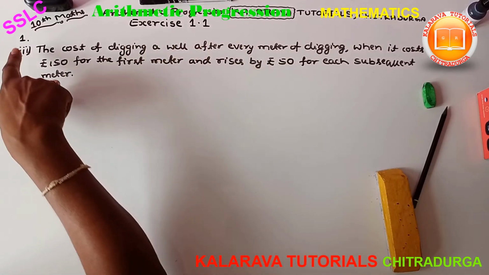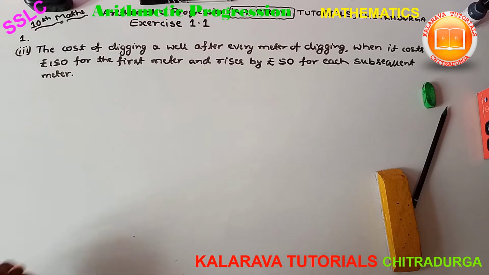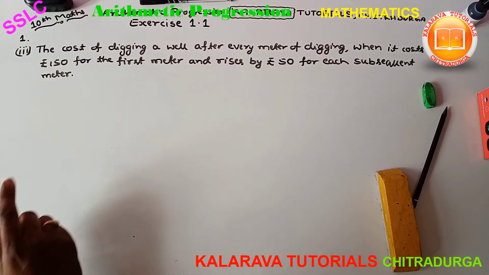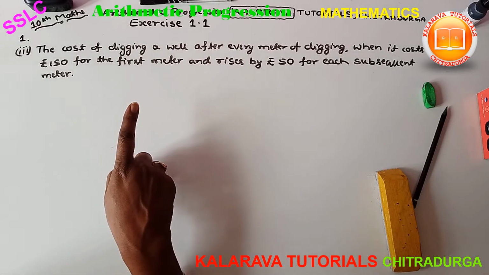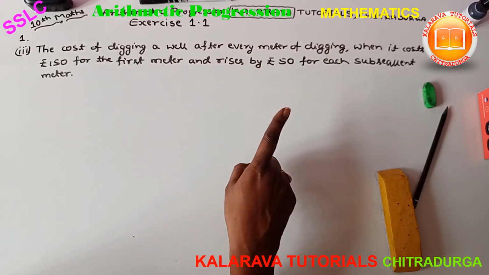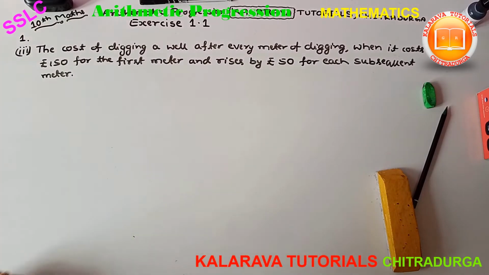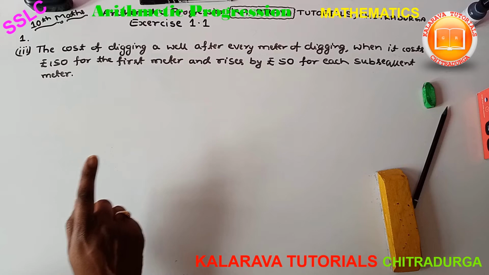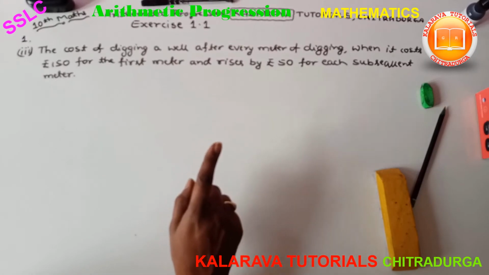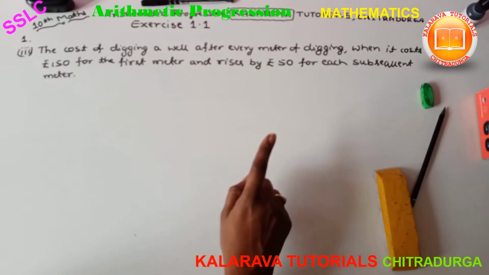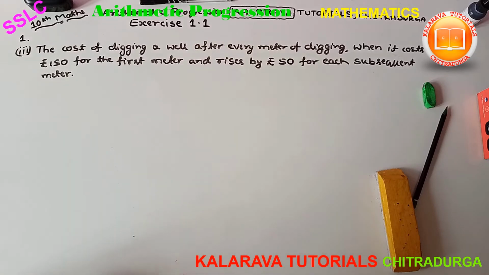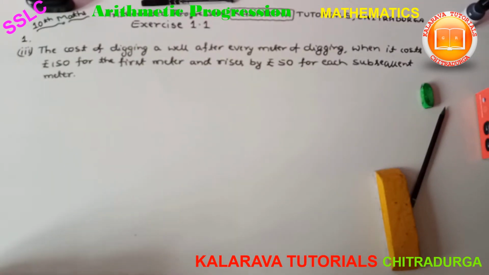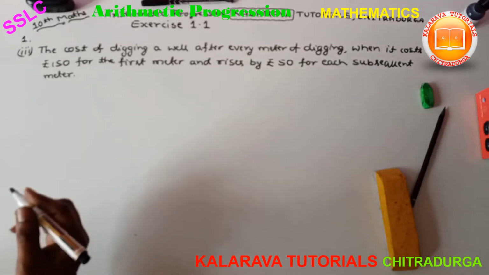Exercise number 1.1, first main problems. In this third problem, the cost of digging a well is rupees 150 for the first meter and rises by rupees 50 for each subsequent meter. So here we have to find out the terms of the arithmetic progression.